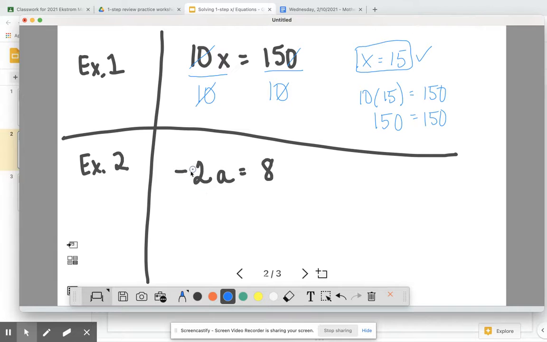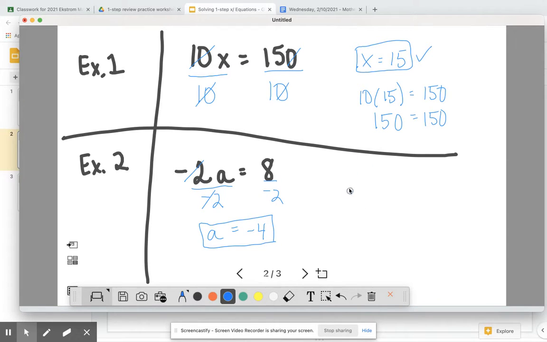Example number 2. Negative 2 multiplied by a will give me 8, equals 8. So identify what they're doing to the a. They're multiplying by negative 2. So we need to divide by negative 2 on both sides. Negative 2 divided by negative 2 gives me just 1a. 8 divided by negative 2 gives me negative 4. Our solution to this equation is a equals negative 4.